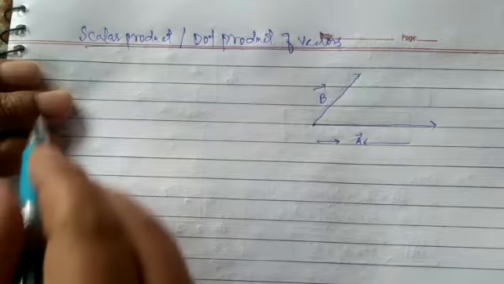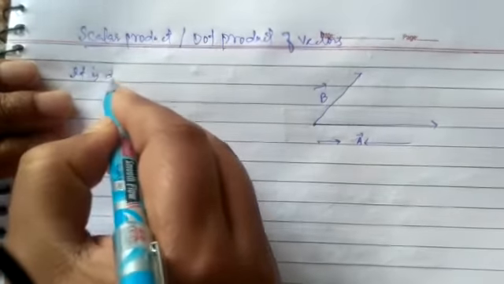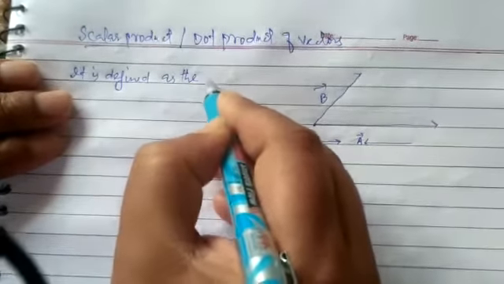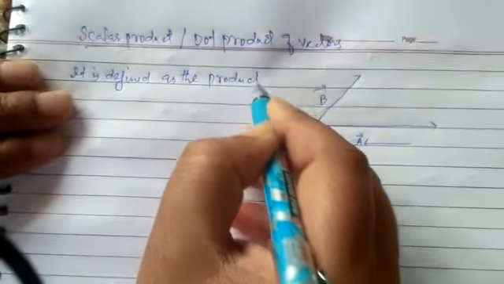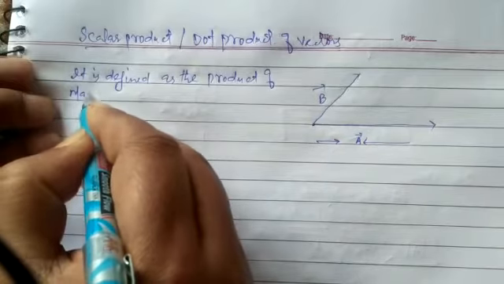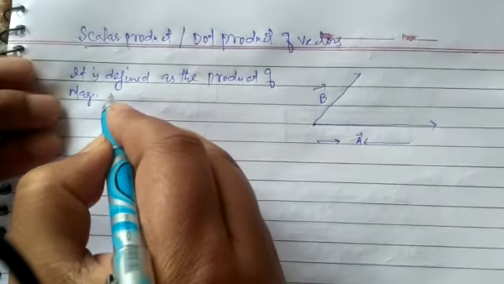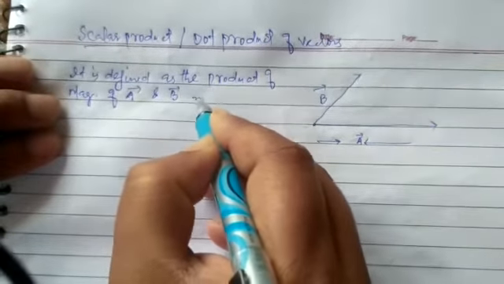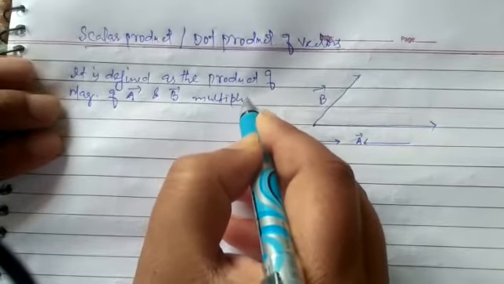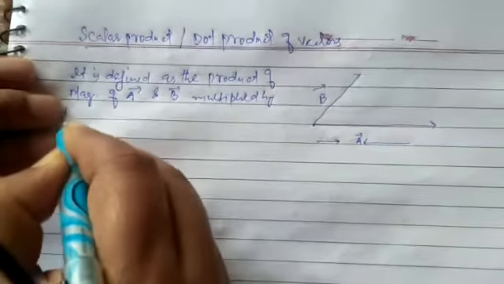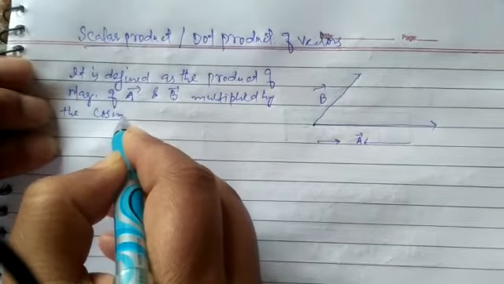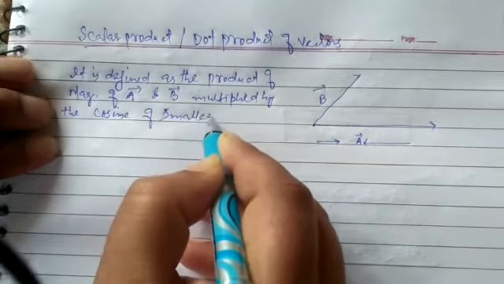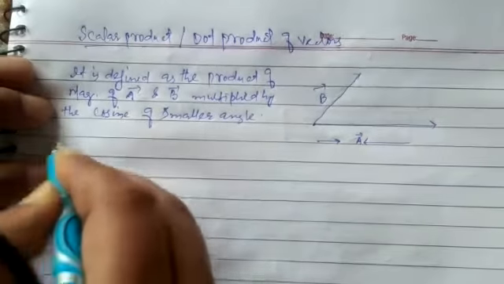Now the scalar or dot product of two vectors is defined as the product of the magnitudes of vectors A and B multiplied by the cosine of the smaller angle between them.